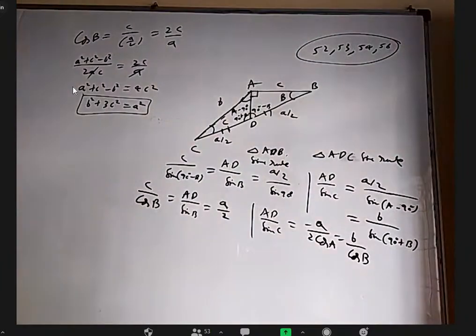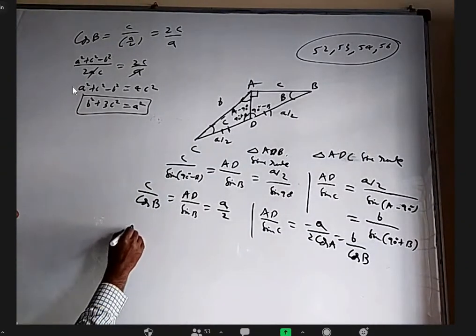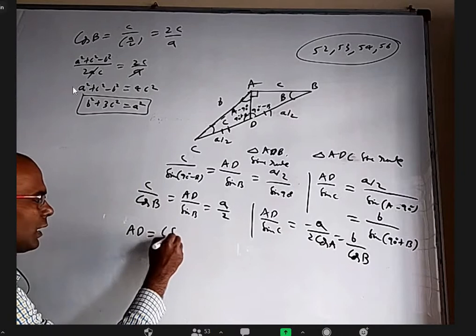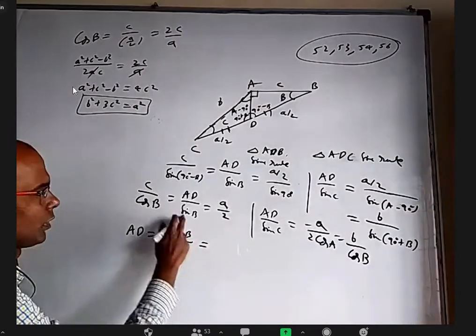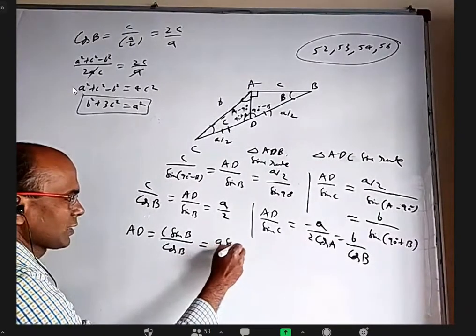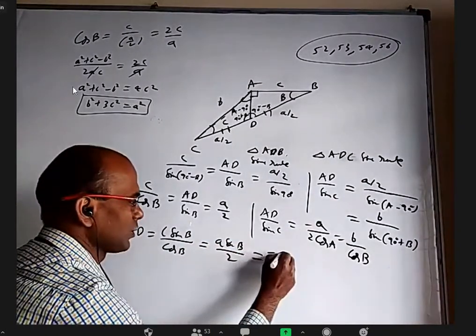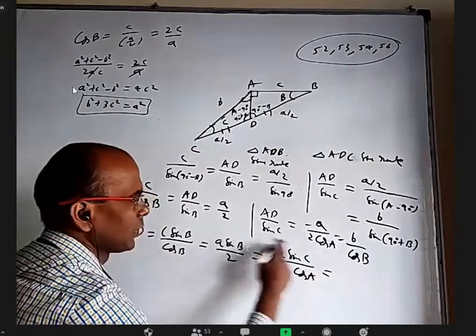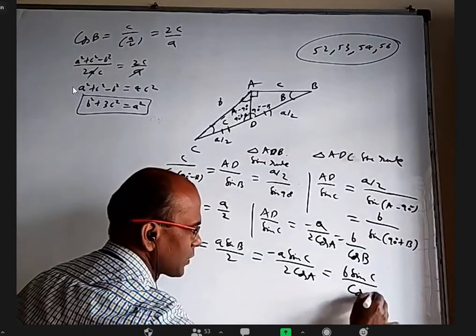Now, by equating different things, we can get different results maybe. What is AD from this one? If you bring it here, I can write c sine B by cos B, or I can write A sine B by 2, or I can write minus A sine C by 2 cos A, or I can write b sine C by cos B.